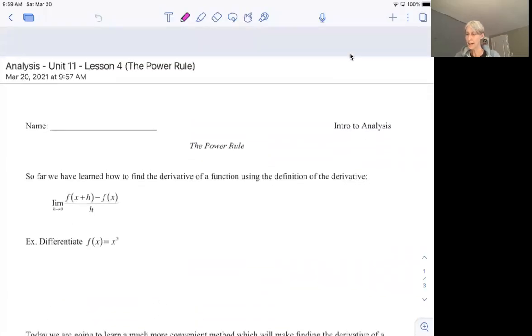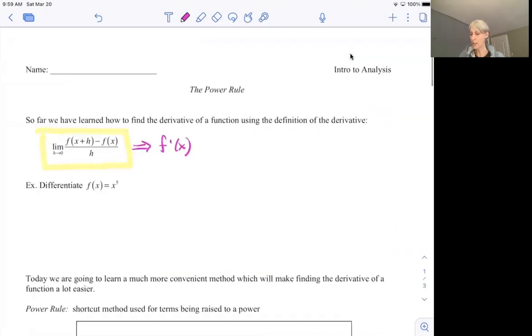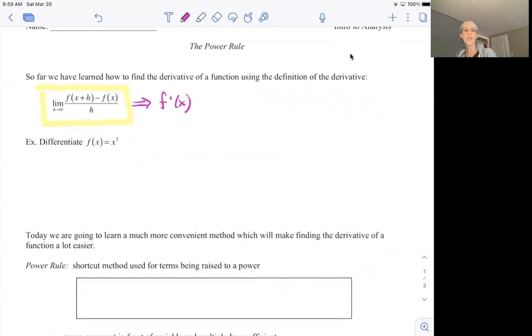Hi, guys. Today we're on Unit 11, Lesson 4, and we're going to be introducing something called the power rule. So far, we've learned how to find the derivative of a function using the definition of the derivative, which is when we evaluate this limit here, and we wind up getting f prime of x, which is actually a rule to find slopes of tangent lines. Let's say, for example, we were asked to differentiate f of x equals x to the fifth.